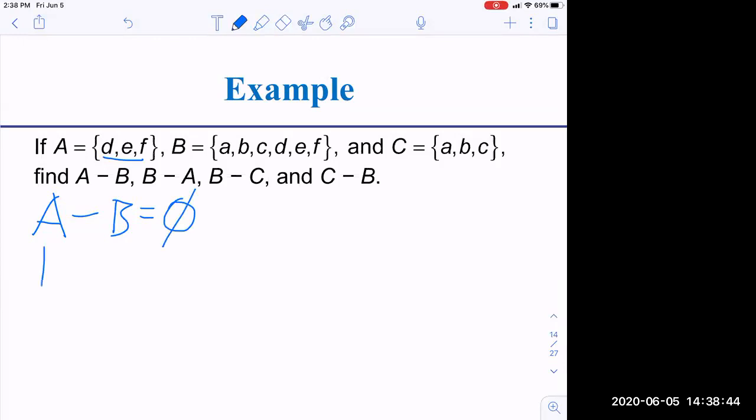Now, if I say the set difference from B and A, now I can see that there are 3 elements in A that are in B. I don't want those because those are in the intersection. So I have A, B, C.